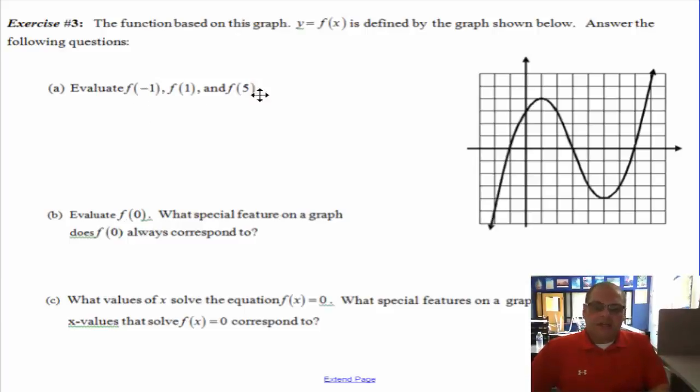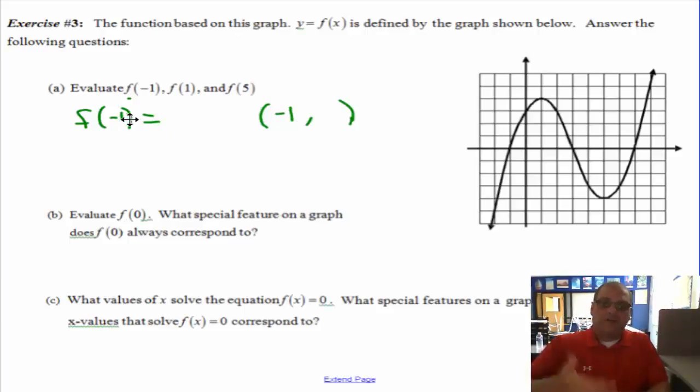Okay, so evaluate each of these using a graph. By now we understand that whatever is in parentheses is the x value, or the input. So we're using a graph. Let's start thinking of these as points: x, y, x, y. So for f of negative 1, I'm going to put equals and we'll leave it blank, but I know that that's the point negative 1, something. Why? Because negative 1 is the x value. The input is the x.